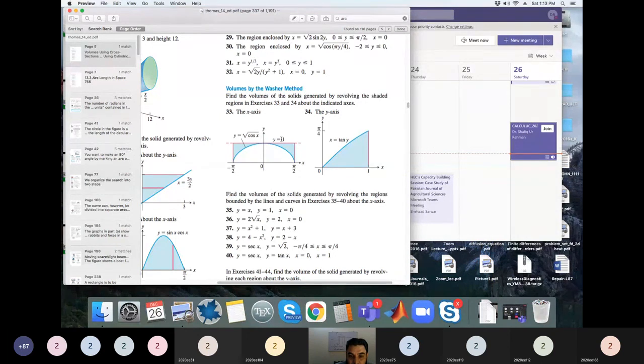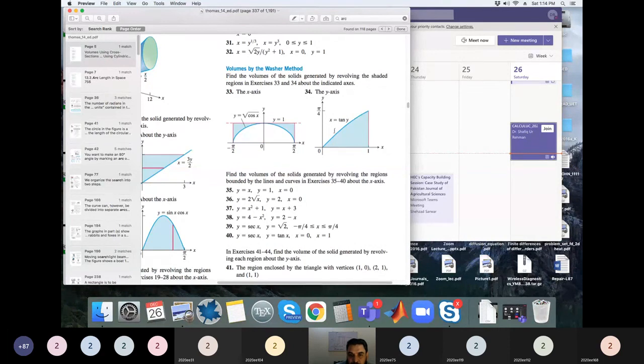1 squared is the radius corresponding to the outer curve, the outer circle, minus the square of this expression, which is the inner radius corresponding to the lower curve. So it's a matter of integrating from minus pi by 2 to pi by 2 the quantity 1 squared minus the square of this one, with respect to x.